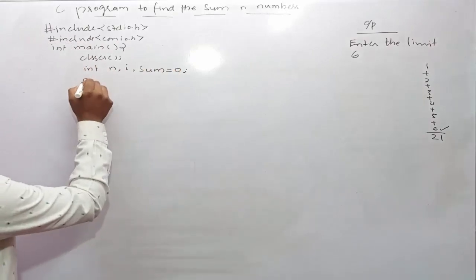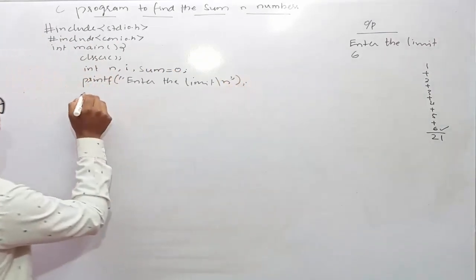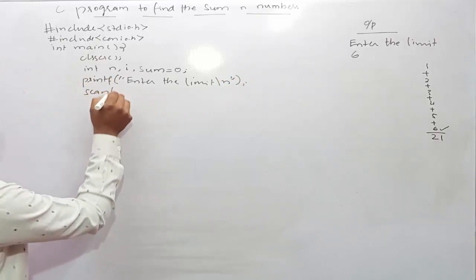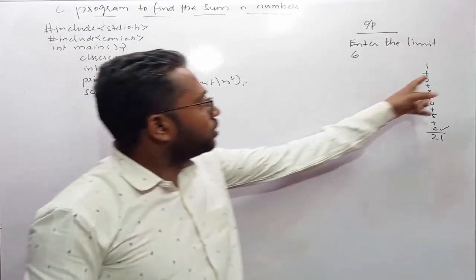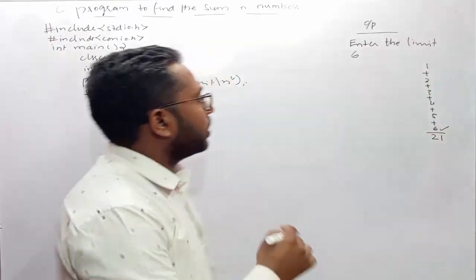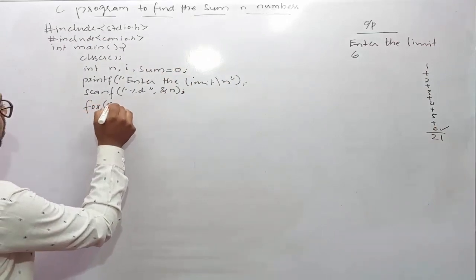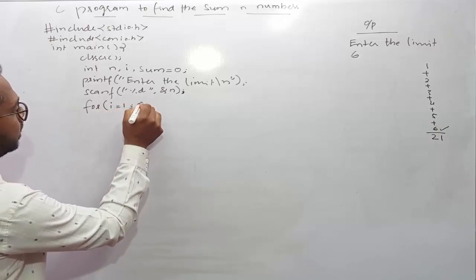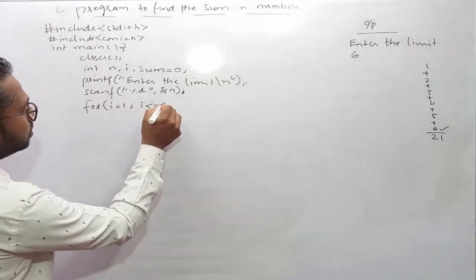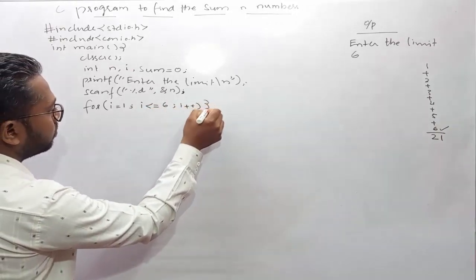So I will display a message using printf, and then I will read that input. Now I need to start with value 1 using the for loop. for i equals 1, then i is less than or equal to 6, i plus plus.